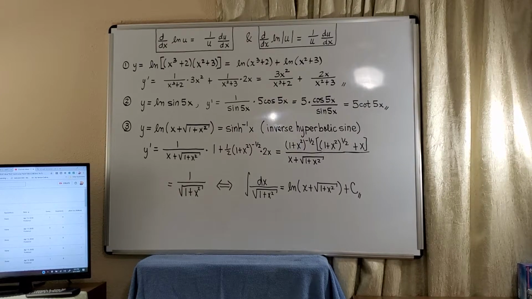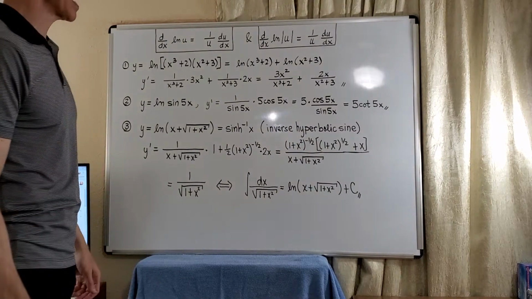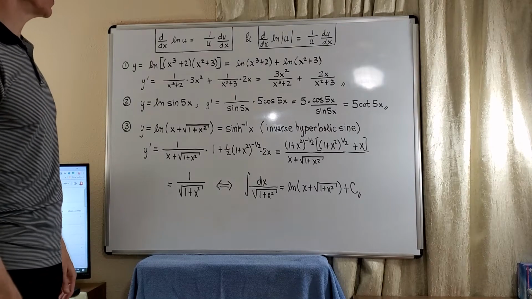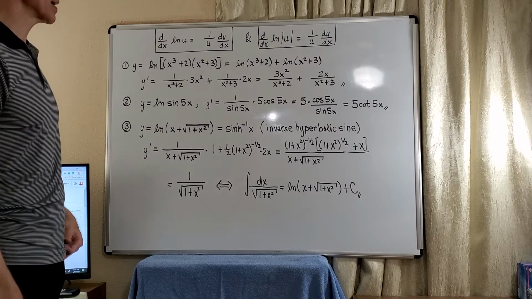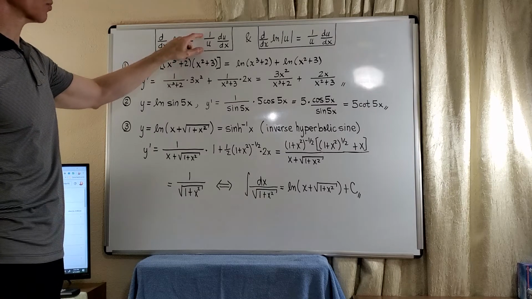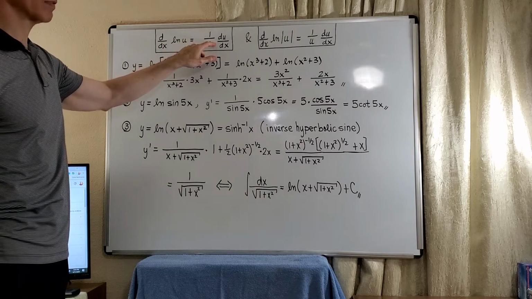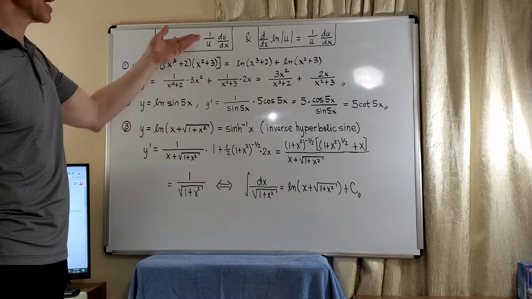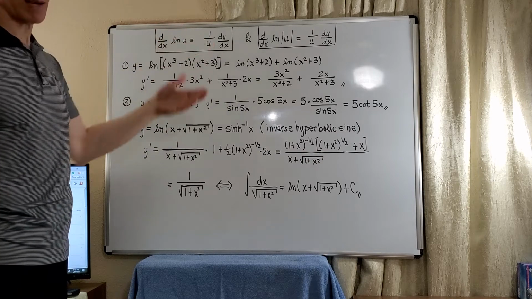The definition of the natural log gives us some really nice derivative formulas. So if u is a differentiable function of x, we see that the derivative of the natural log of u is just 1 over u times the derivative of u with respect to x. Sometimes this is written as 1 over u times u prime.